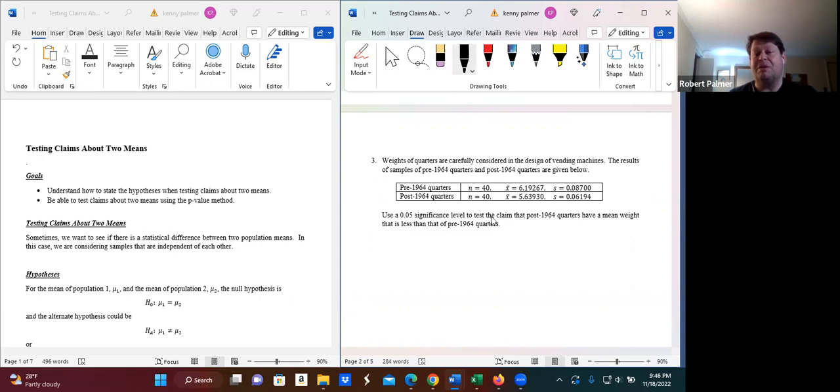Use a 0.05 significance level to test the claim that the post-1964 quarters have a mean weight that is less than the pre-1964 quarters. So in this case, I think I will actually call this population number 1 and population number 2, just to use the less than sign, although it doesn't really matter as long as you have the sign pointing in the right direction. Okay, so our alpha is 0.05, and let me go ahead and jot everything down.